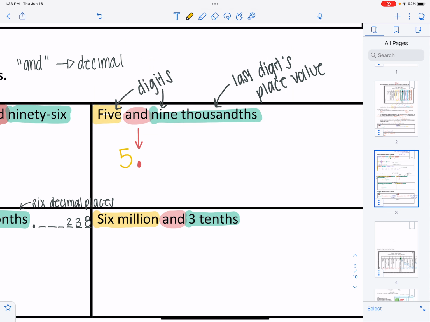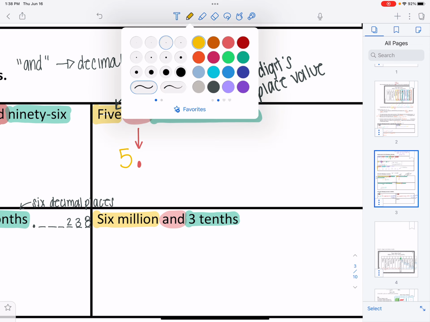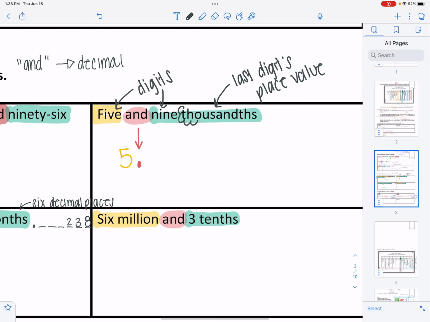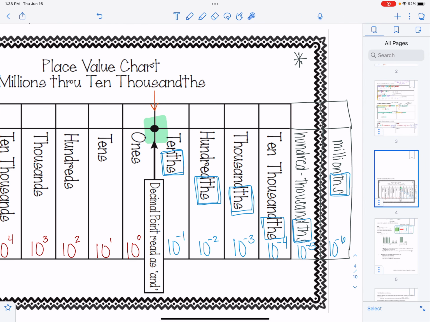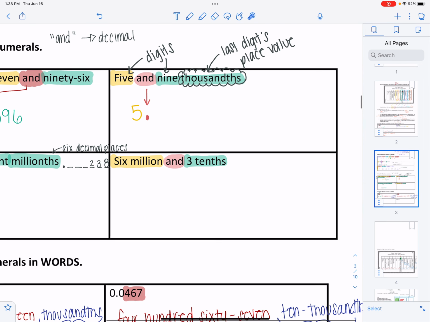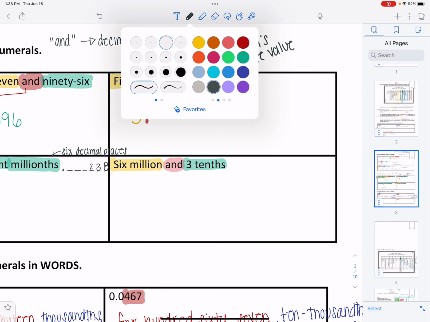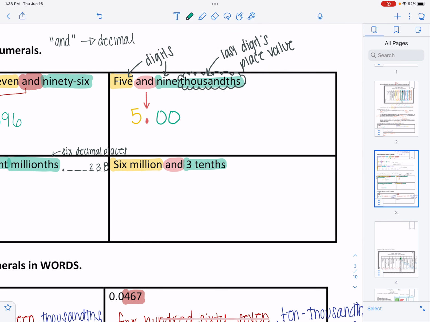And 9 thousandths. So what that says is that 9 needs to end in the thousandths place. So when I go to my decimal chart, the thousandths place needs to be where a 9 sits, which means all the rest of these need to be zeros. And so I will have 0, 0, 9, because 9 is in that thousandths place.